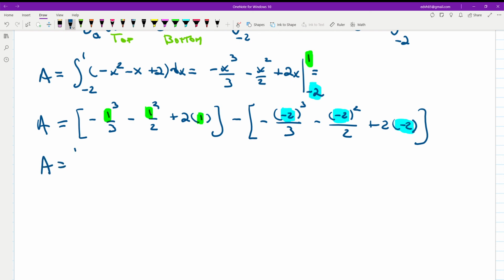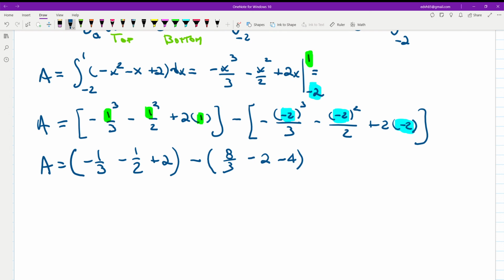A equals, so that's -1/3 minus 1/2 plus 2 minus, on the one hand, be careful here because negative cubed is going to become negative, but times the negative in front of it, this one right here, that's going to turn into positive. So that's an 8/3 because 2 cubed is 8. And then negative squared becomes positive, but times the negative in the front, it remains negative. In this case, that's 2 squared, which is 4, divided by 2, that's a 2. And then plus 2 times -2, that's -4.